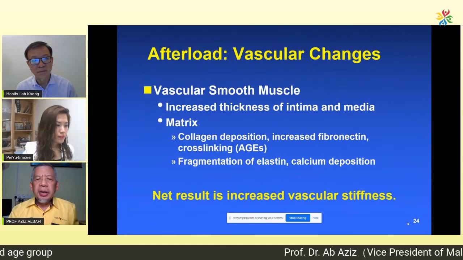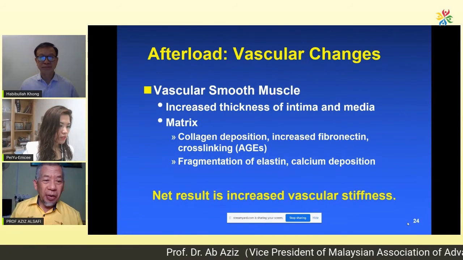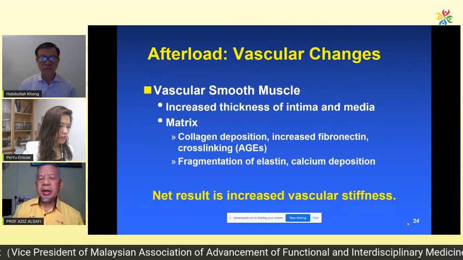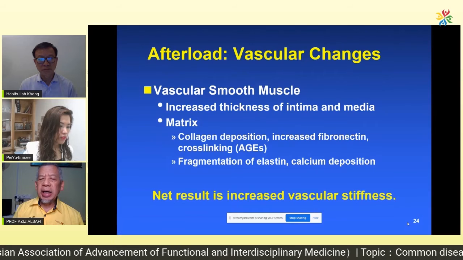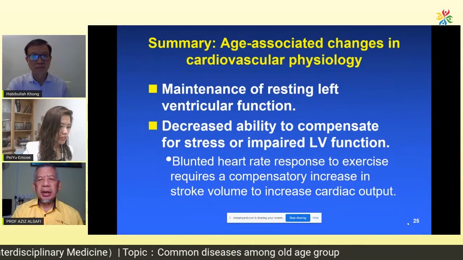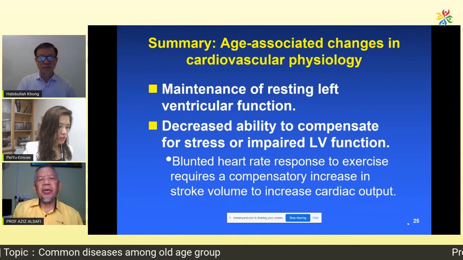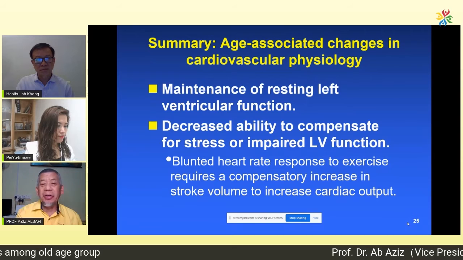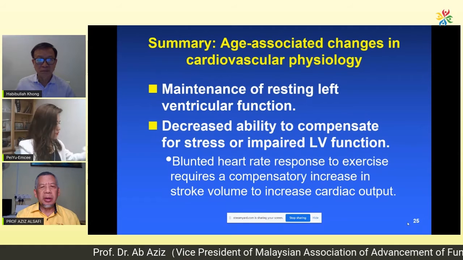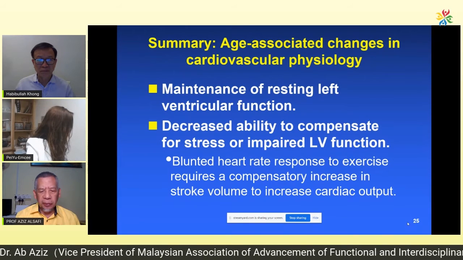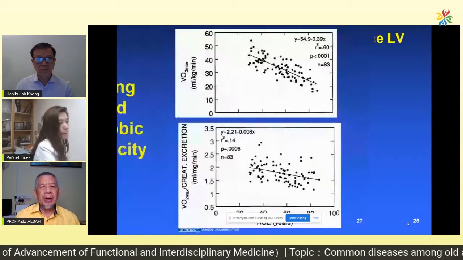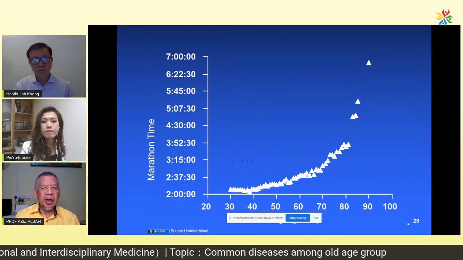Okay. The other changes are in the vascular system, the blood vessels: vascular smooth muscle changes, increased thickness of the intima and media, reduced collagen, increased fibronectin, cross-linking. Another associated change in cardiovascular physiology is related to the maintenance of resting left ventricular function. This will lead to the heart not being able to function properly. Okay, this one we skip.